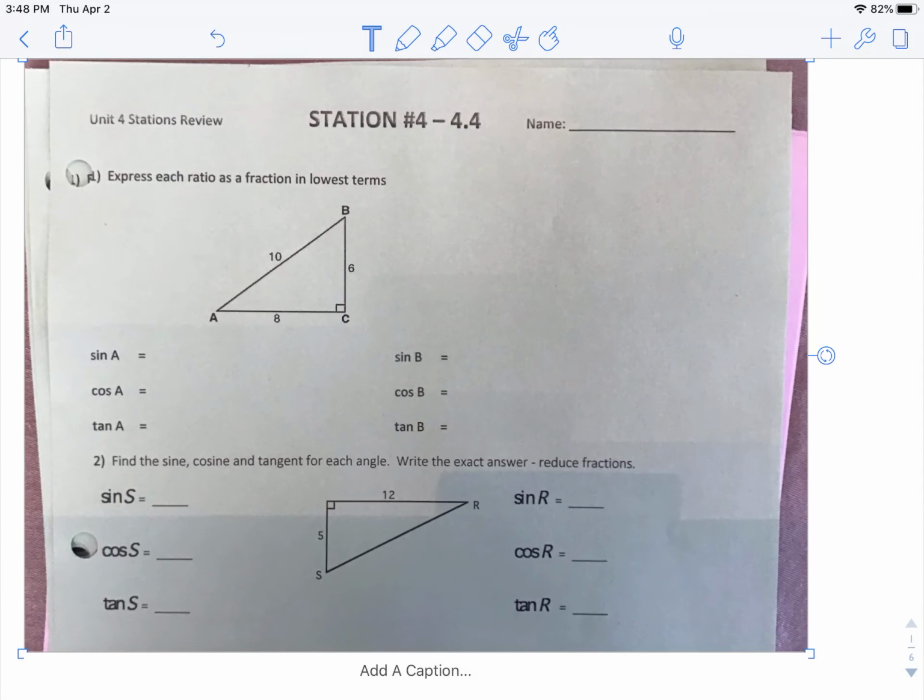Alright guys, this is station 4.4. This is the stuff we most recently did, which was on trigonometry. So you should remember this for sure.